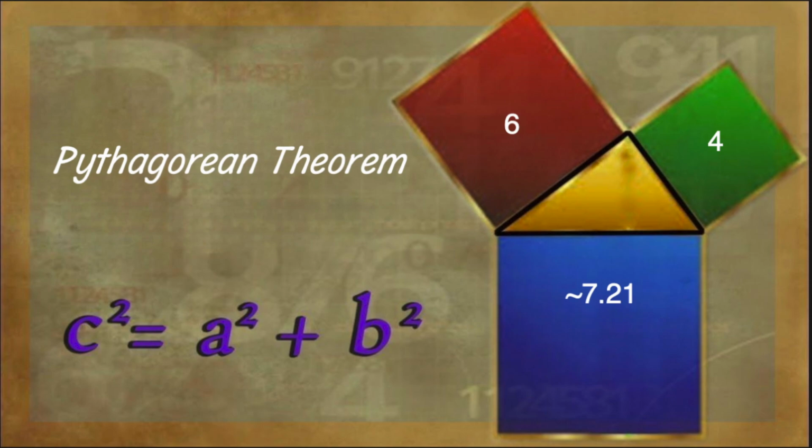the third and the longest side of the triangle, can be calculated using this formula: a squared plus b squared equals c squared. Where c is the hypotenuse and a or b are the legs, the answer to this example would be around 7.21. Now for the visual proof.